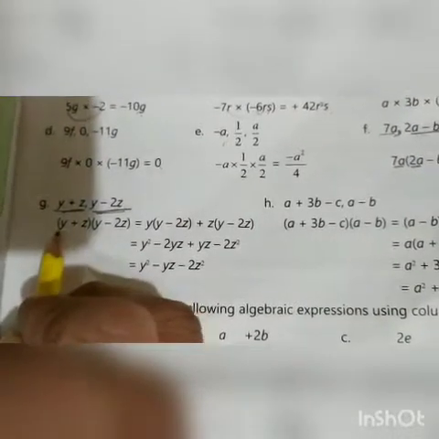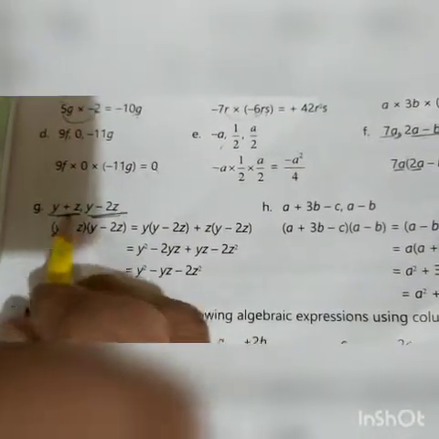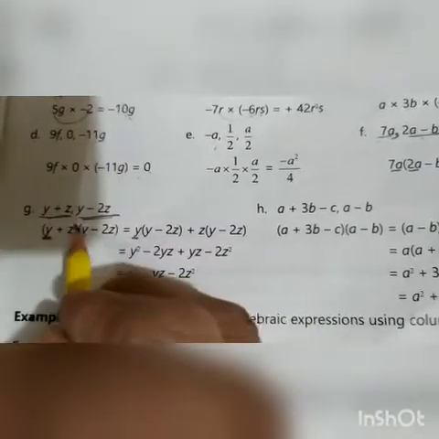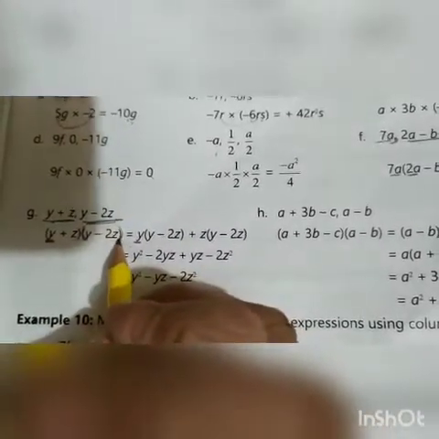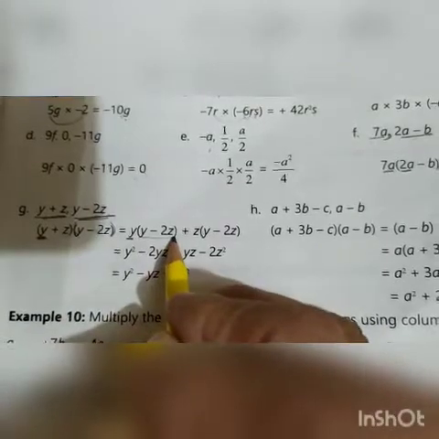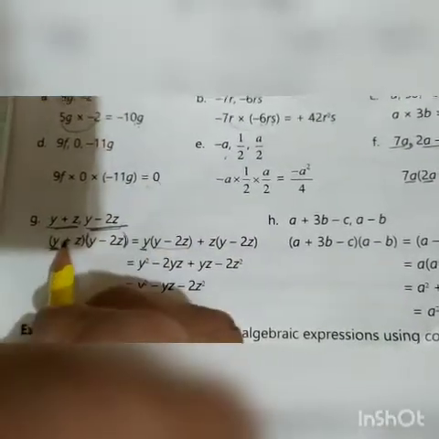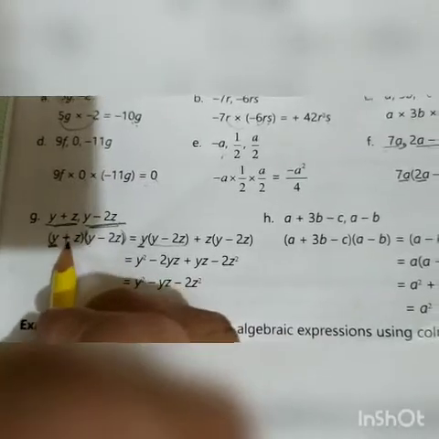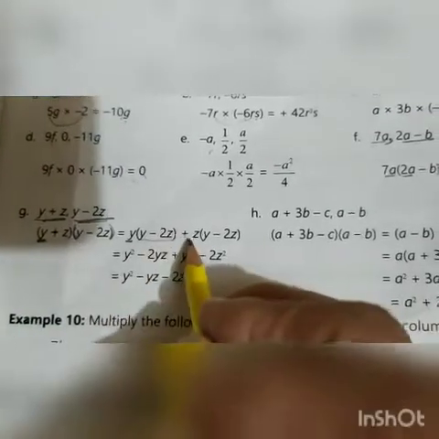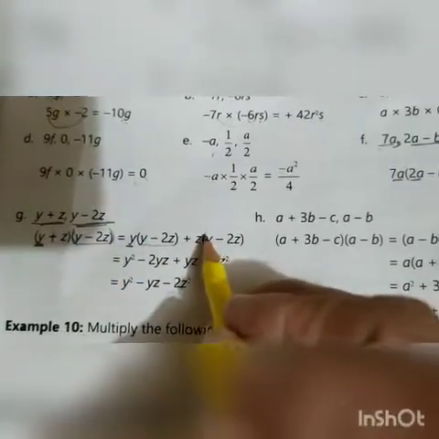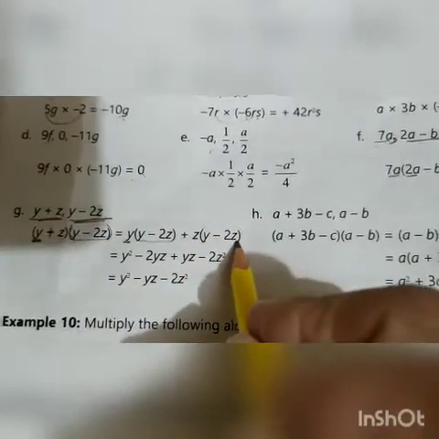First you will write the first term of the first expression. This is the first term of the first expression. Then write the second expression complete, y minus 2z. Then the second term of the first expression, that is plus z, we will write plus z. Then again the second expression, write in full.